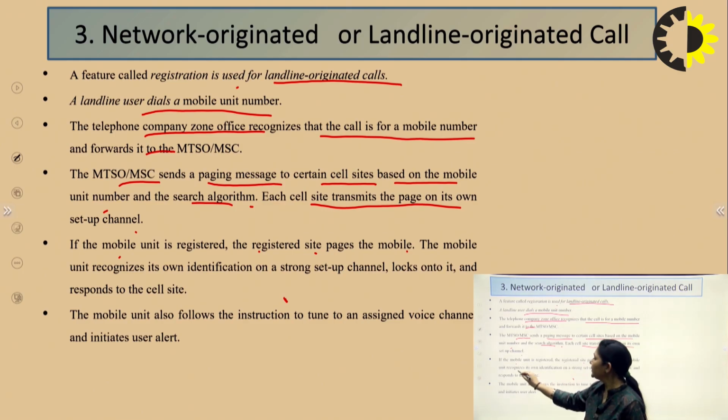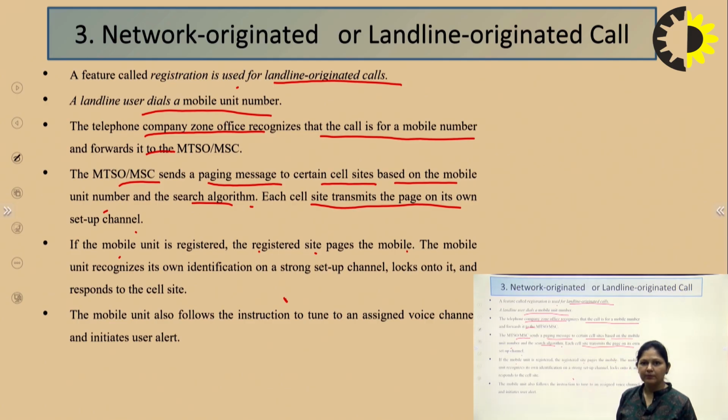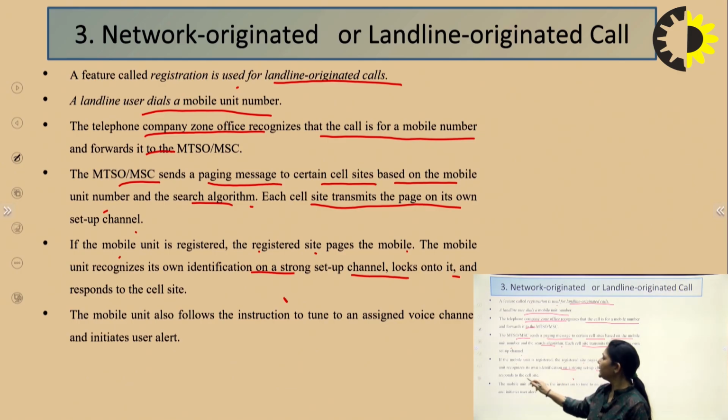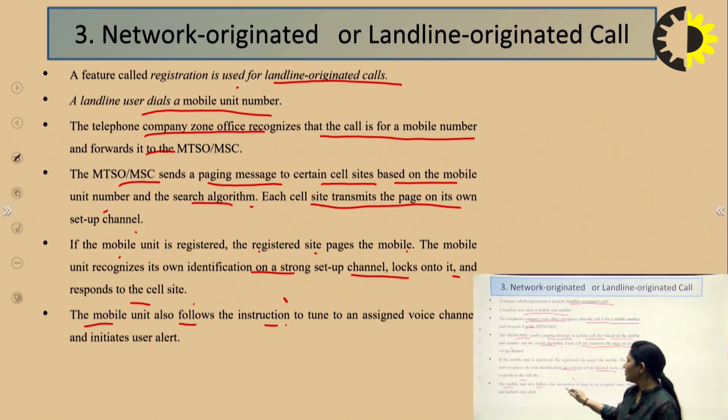The mobile unit recognizes its own identification number, because every user is given a particular mobile number, that is his identification number. So the mobile checks that this is my identification number. On a strong setup channel, it locks onto it and responds to the cell site. The mobile unit also follows the instruction to tune to an assigned voice channel and alerts the user that the call has started.